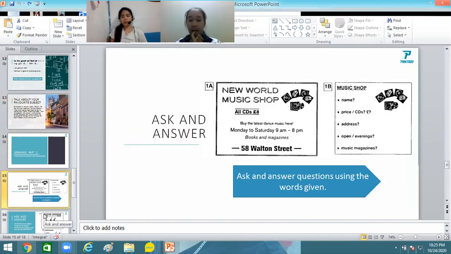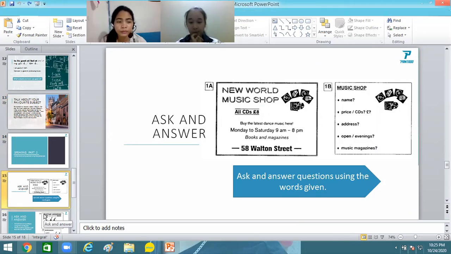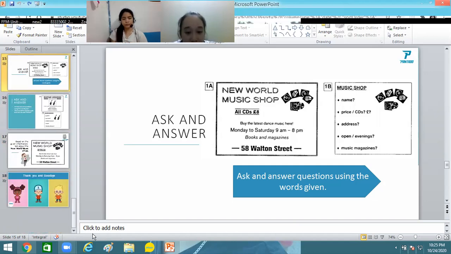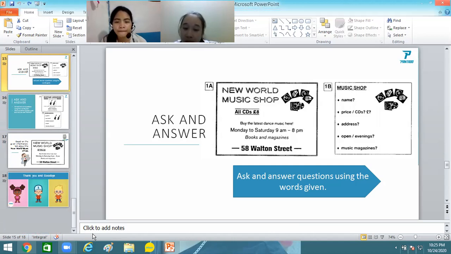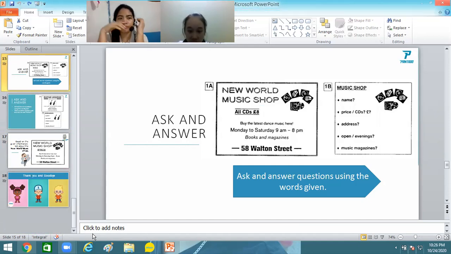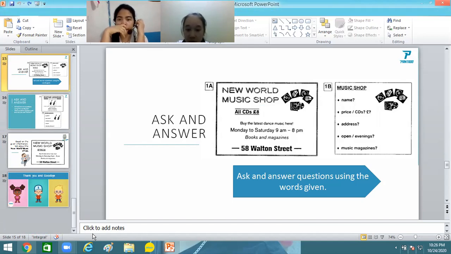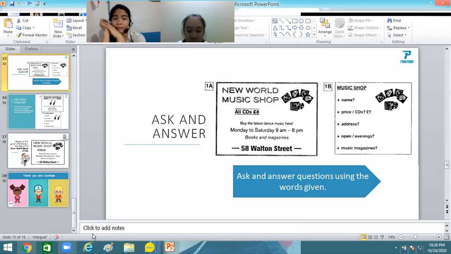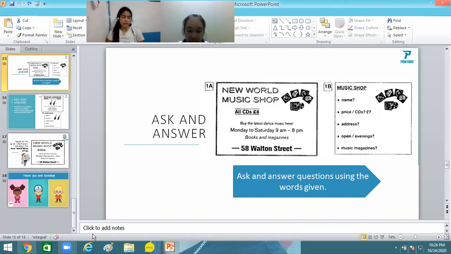so we have part two. Okay, can you read the cards? New World Music Shop, dance music here, Monday to Saturday, 9 a.m. to 8 p.m. Books and movies. 58 Walton Street. Okay, so there is a New World Music Shop. Okay, what is the name of the shop?